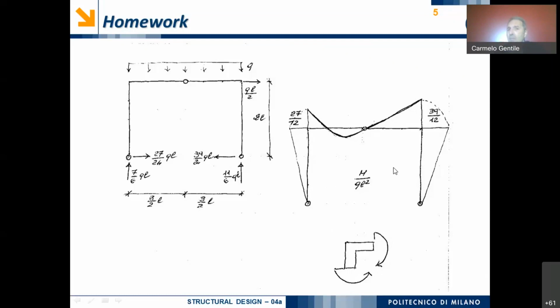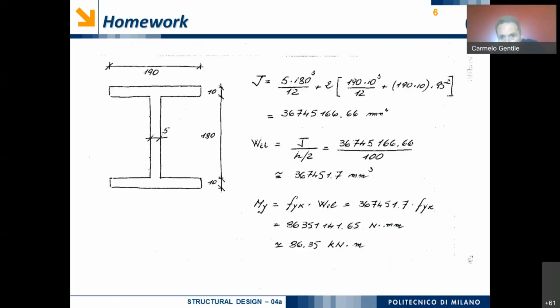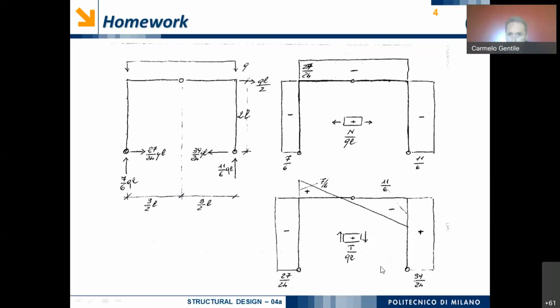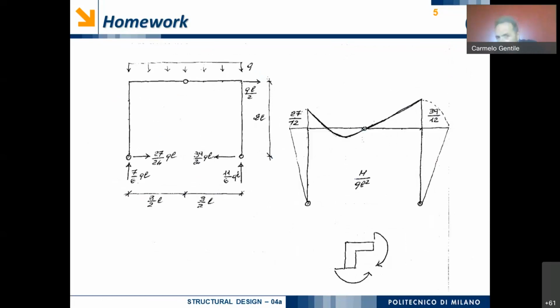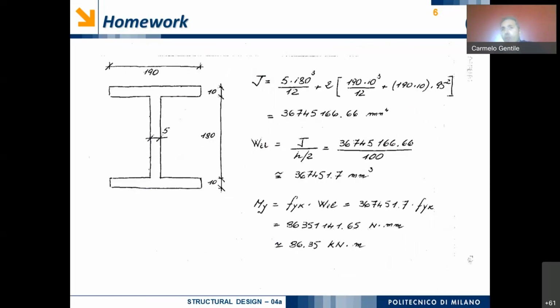Afterwards, what have we said? We have said that there is a zero value of the bending moment corresponding to the internal hinge, and there is a maximum value corresponding to the point where the shear is zero. Why? What's happening? A maximum value of the bending moment corresponds to a zero value of the shear. Everything is quite easy. So let's move to the cross section.